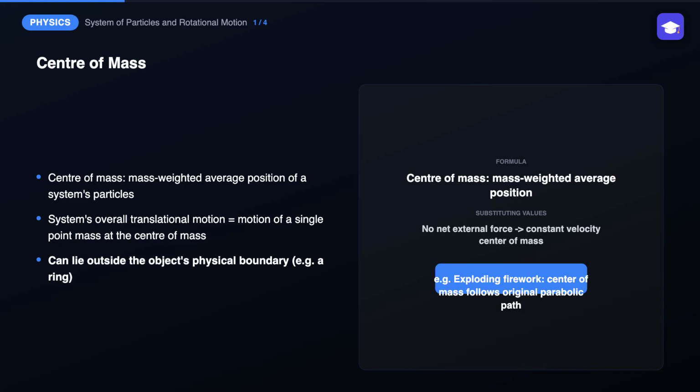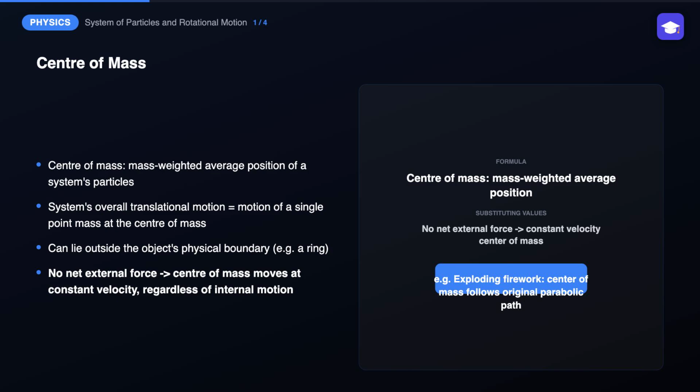A particularly important, elegant property is that when no net external force acts on a system, the system's center of mass moves with genuinely constant velocity, or remains completely stationary, regardless of how complex, chaotic, or violent the internal motions and interactions between the system's individual constituent particles might be. This is precisely why an exploding firework's overall center of mass continues along the exact same smooth parabolic trajectory the original, unexploded shell would have followed, even as the individual fragments themselves scatter unpredictably in every direction.